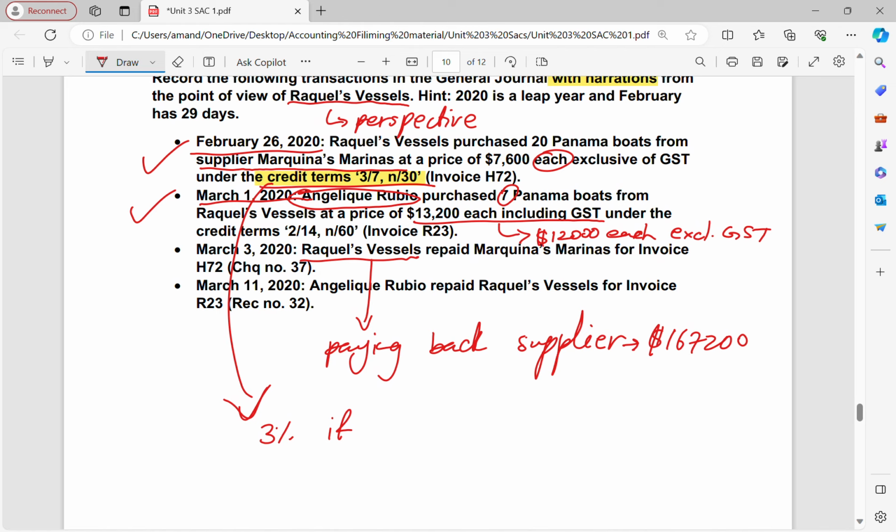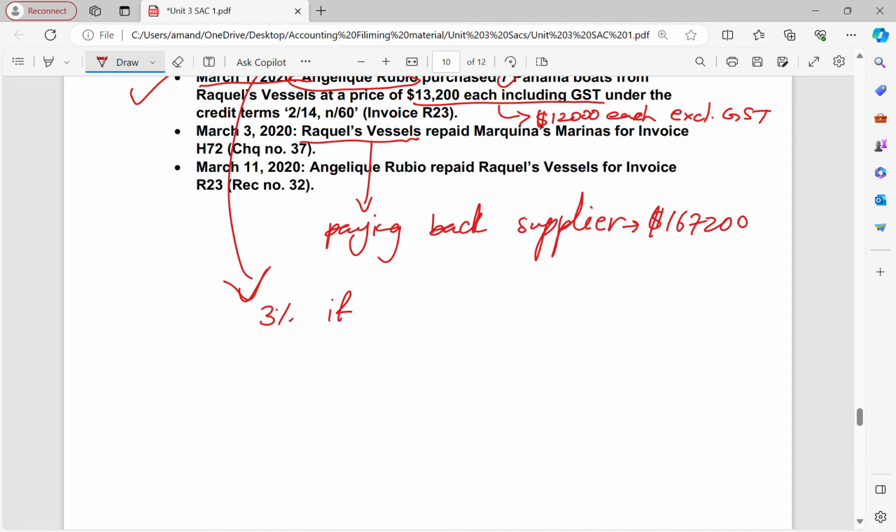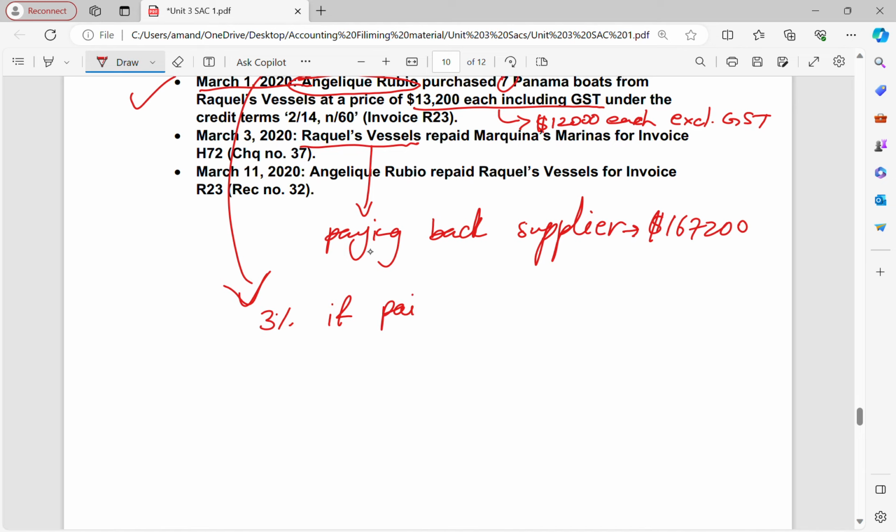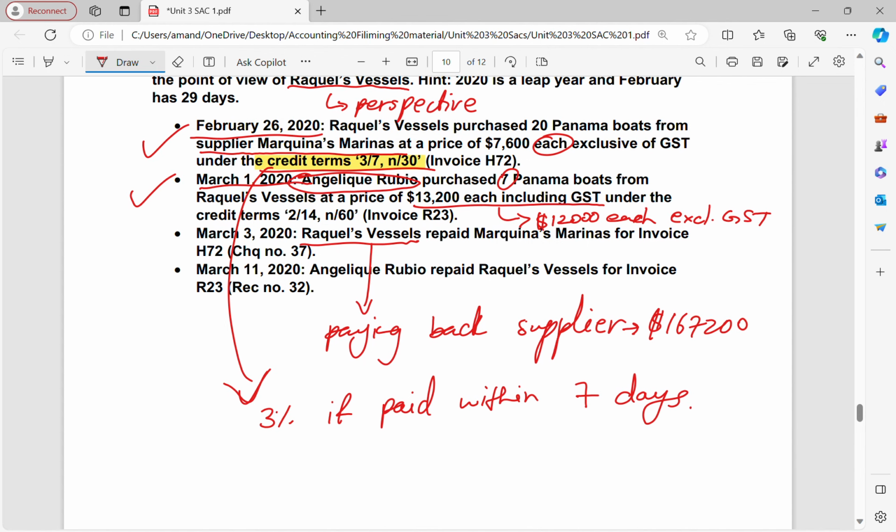3% if. A nice way to remember the thing is, it's 3/7, n/30. So you know n/30 means you have to pay at least within 30 days, right? So whatever's on the right hand side of the slash is always days, and the left one, that way you can remember, is percentage. So 3% if paid within 7 days. And let's just quickly check, have they paid within 7 days?